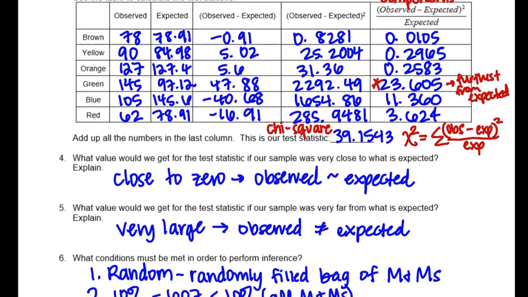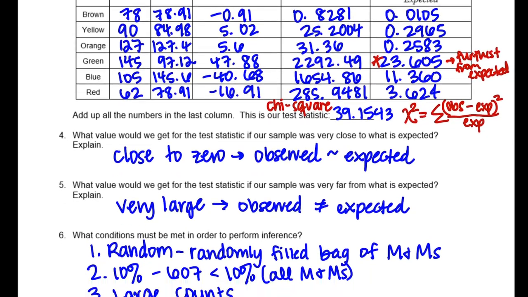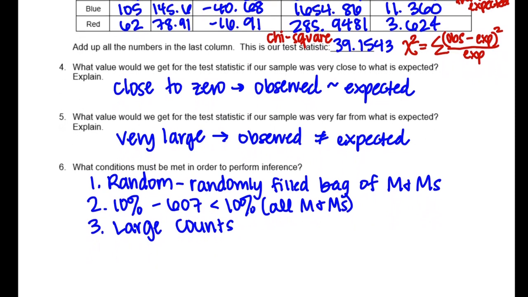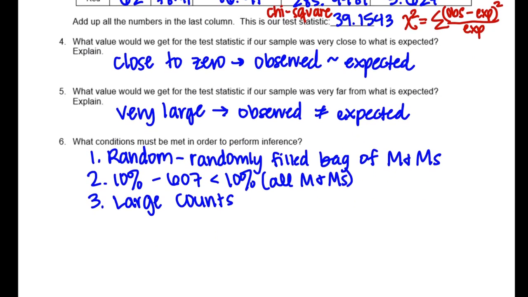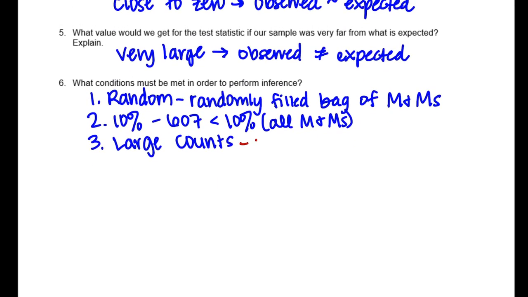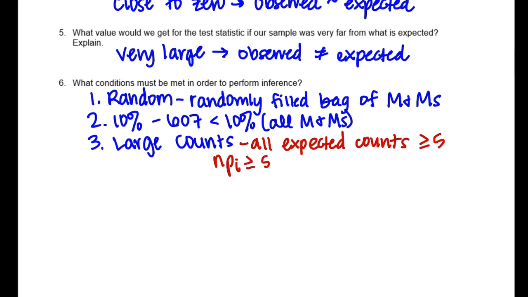And then we have the same 3 conditions we've been doing, but I'm going to add something to the large counts condition. We're going to say all expected counts. Because there are so many expected counts sometimes, it's unreasonable to expect them always to be at least 10, like we've done with our proportion test. Now we want them to be at least 5. And so this formula is that n times pi should be at least 5. Notice the difference, 5, not 10, and then that this is not normal.